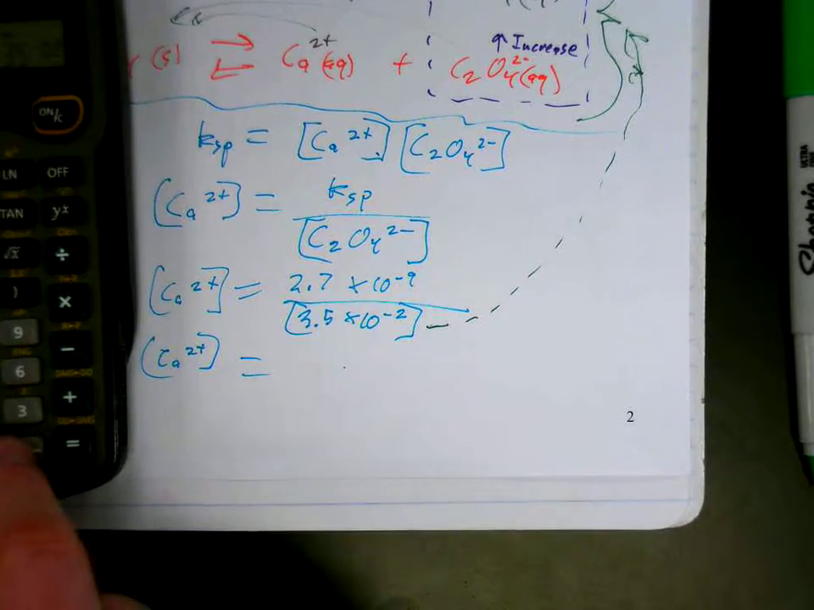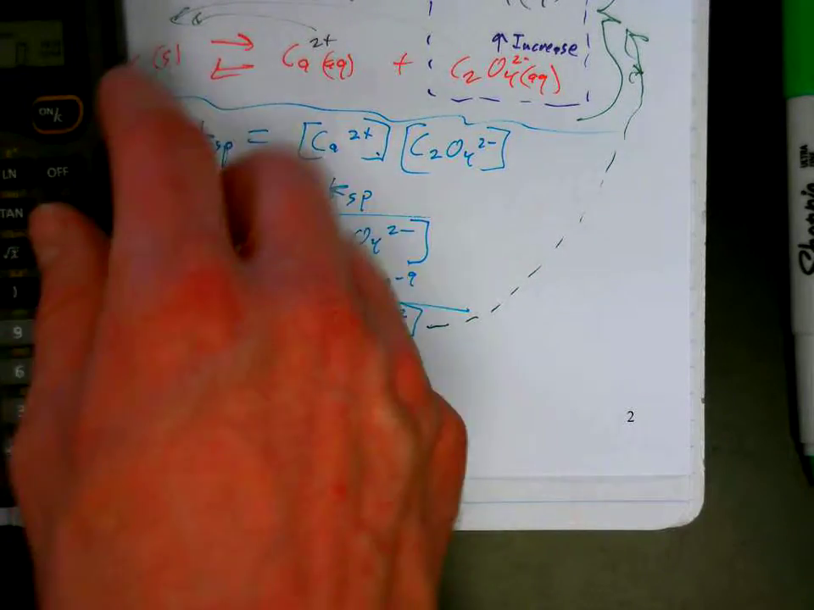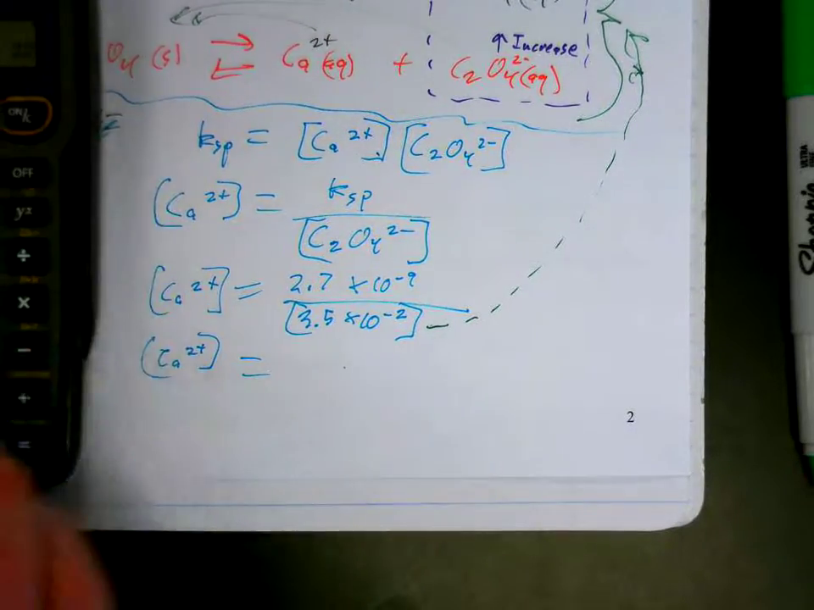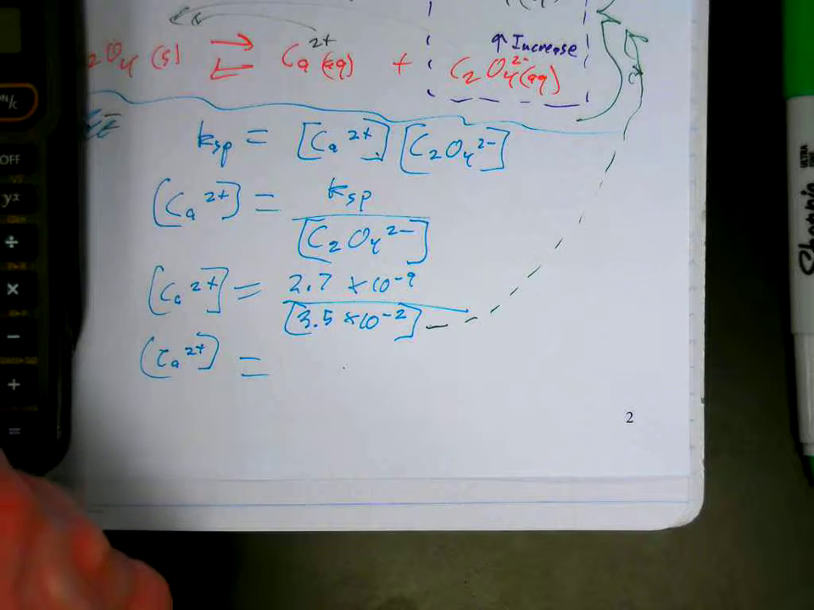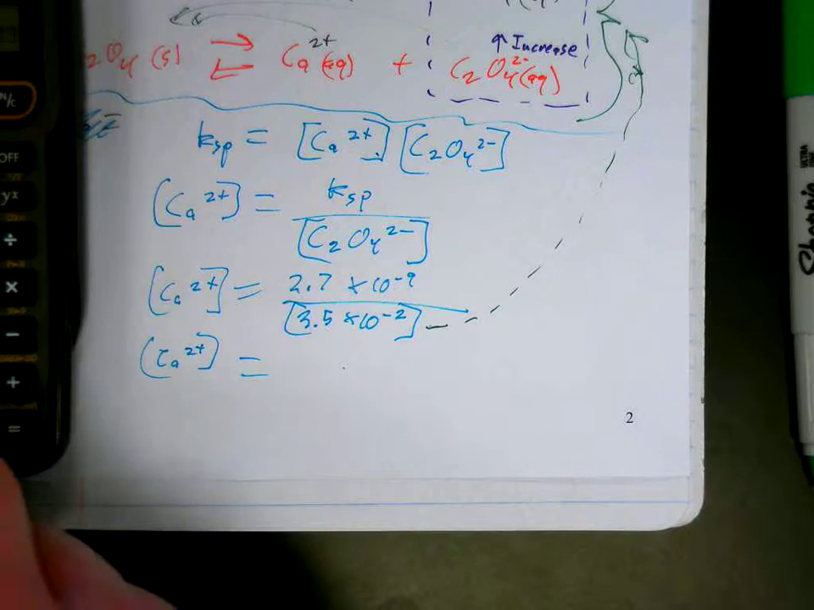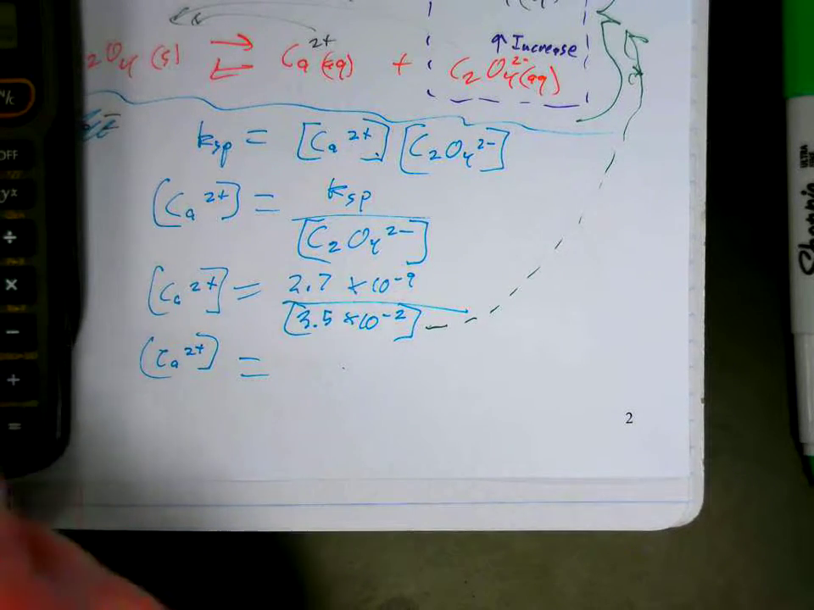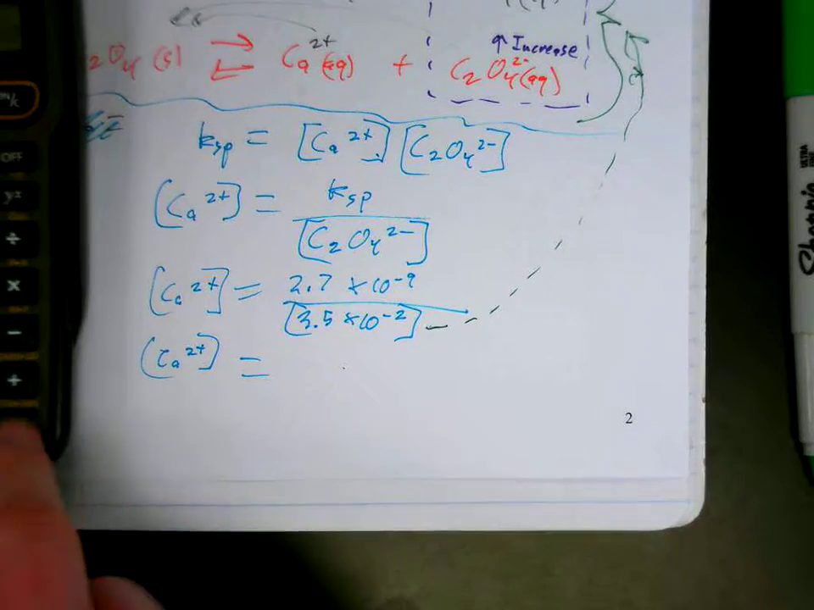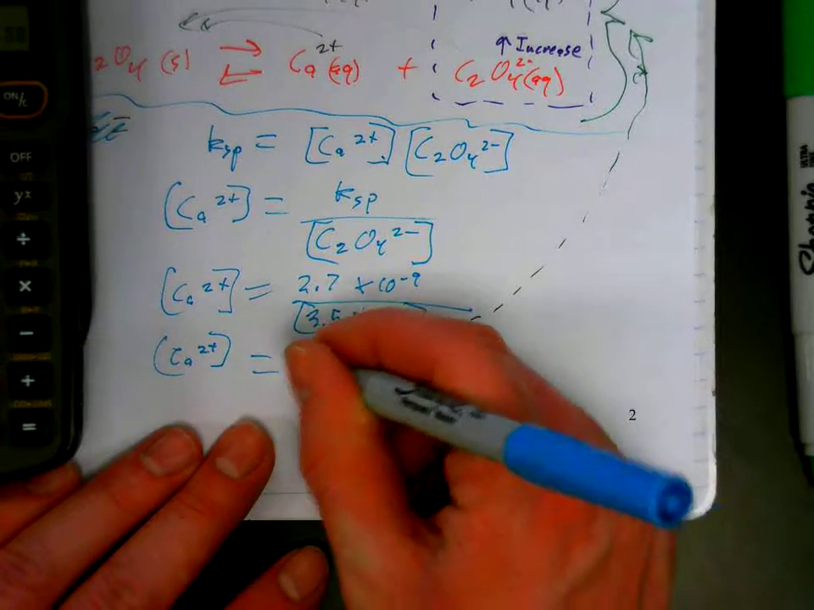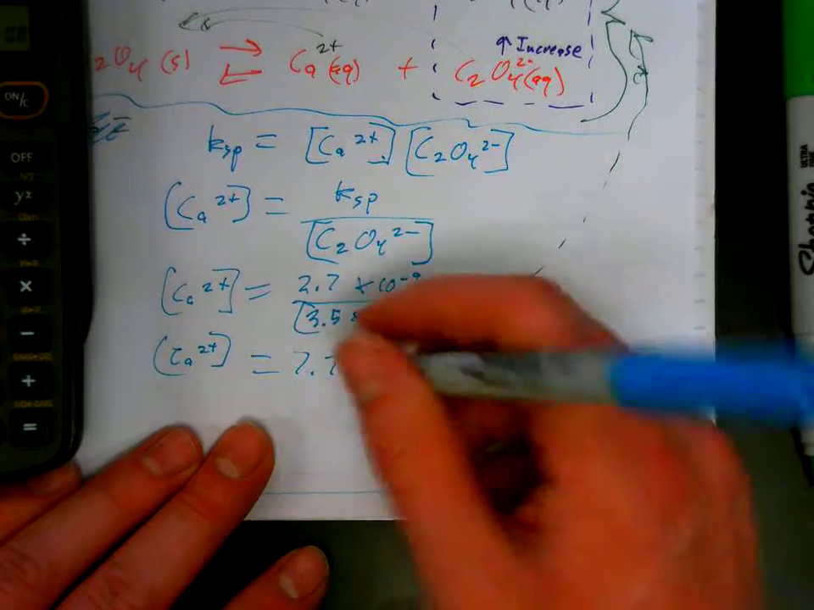All right, let's try that one more time. And that comes out to 7.7 times 10 to the negative 8th. Concentration unit, capital M for molar.